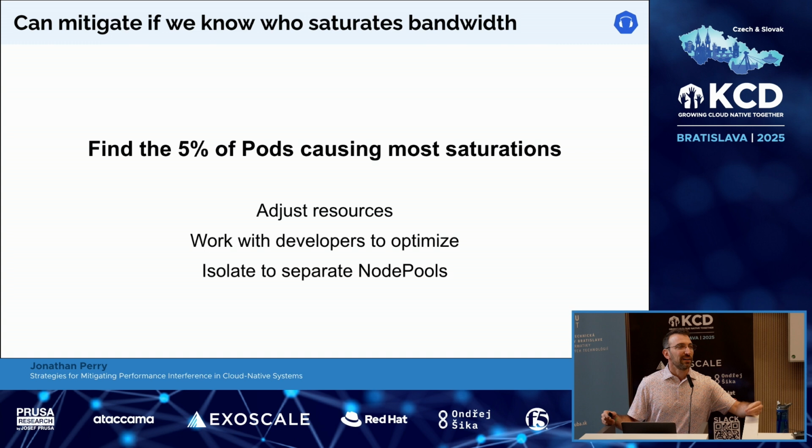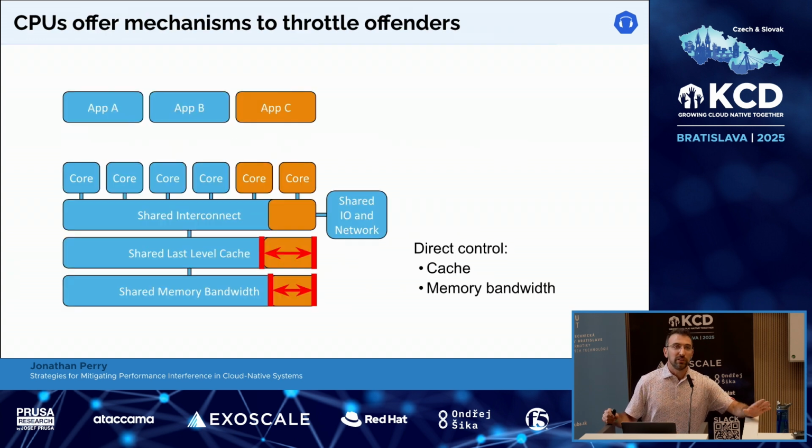I'm also excited by another type of mitigation, which is automatic mitigation. This is because there are mechanisms available to us to throttle down applications that are abusing their fair share. Modern CPUs offer direct control over how much memory bandwidth and cache each application can use. So the operating system can configure the CPU saying this thread can only use, whatever, 20% of the cache.